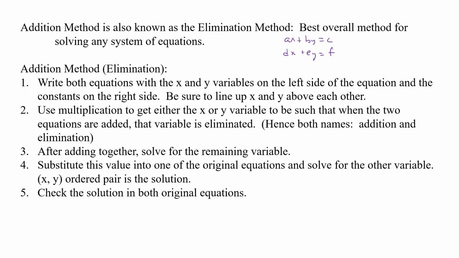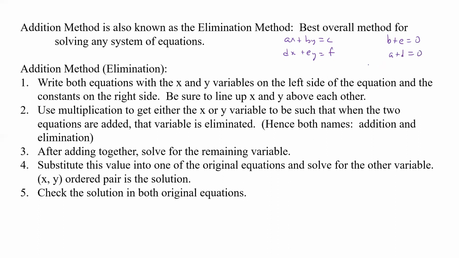Now, what we're going to do is use multiplication to get either the x or the y variable to be such that when the two equations are added, that variable is eliminated. Hence, both names. The addition, we add the two equations together, and elimination, the variable's eliminated. And how do we do that? Well, we want A and D or B and E to be opposite. So if we take B plus E, we get 0, or A plus D, we get 0. We want one of those two things to happen.